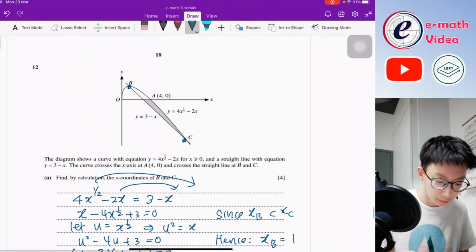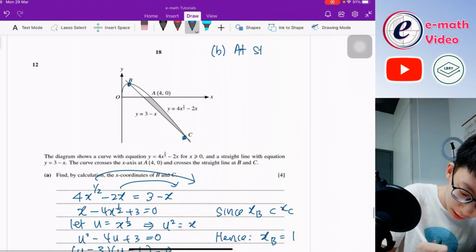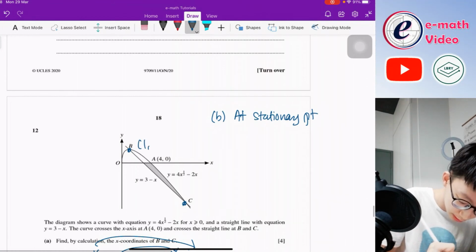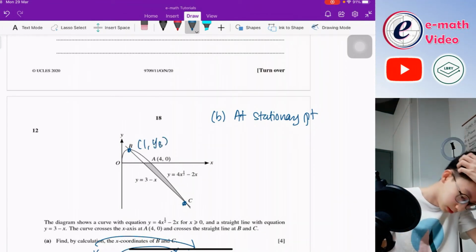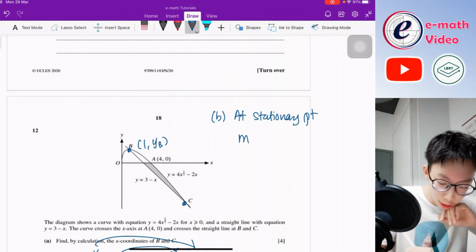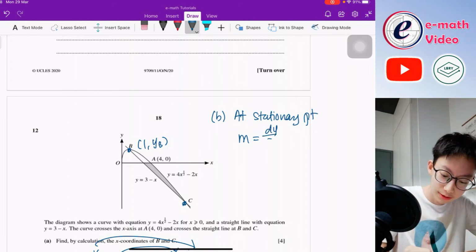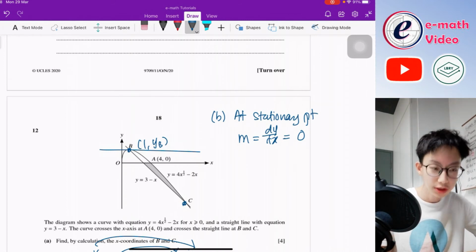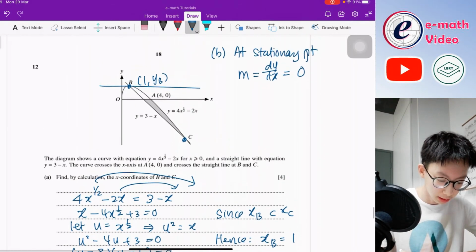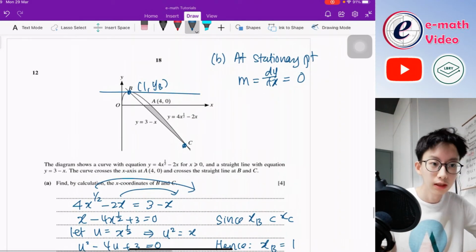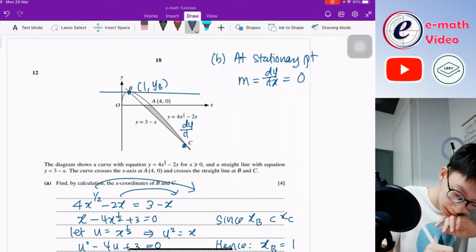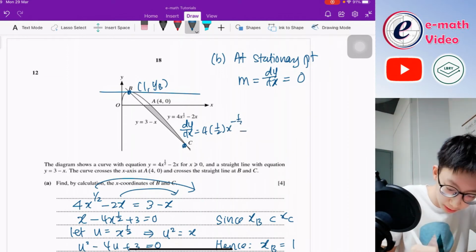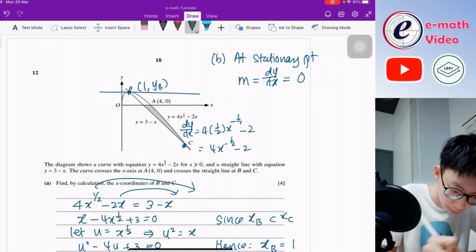Okay? We know that at stationary point, by the way, the x coordinate is what? 1. Okay? So it's 1 and yB lah. Maybe I need it later, I don't know. Okay, at stationary point, the slope or the gradient or the first derivative is equals to 0. Why? Because it is. Hence, we just go and differentiate this. Okay, we just differentiate it here. 4 times half x to the negative half power, minus 1 power bring down, equals to 4x to the negative half. It's 2. Sorry.